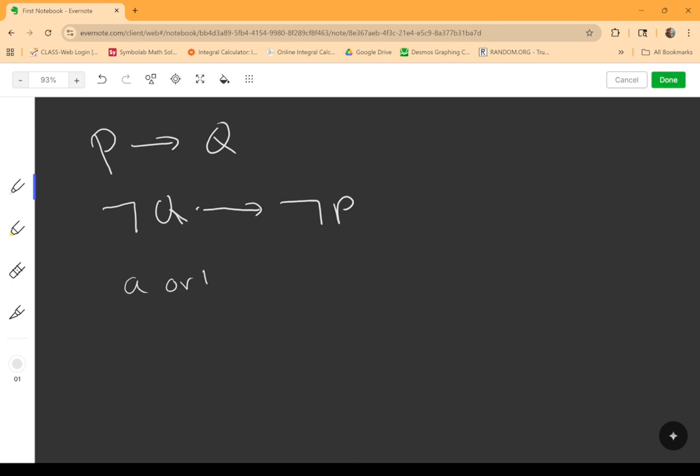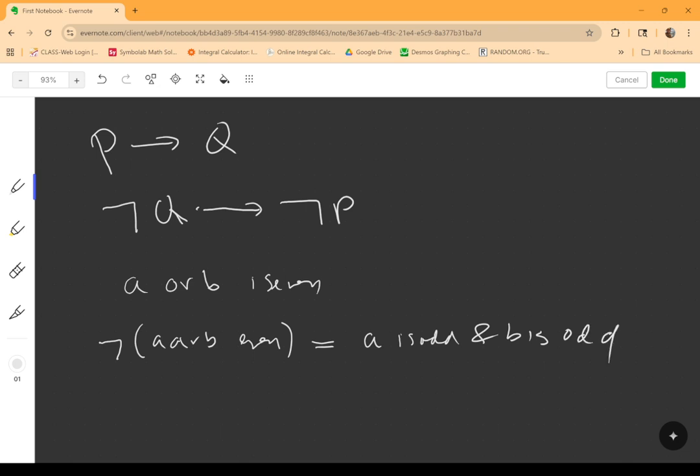And so if we look at the way that statement is written, if A or B is even, what would the negation of this be? The negation of A or B even, again from De Morgan's laws, the negation of an or is an and statement with the negation of A and B. So the negation of A or B being even is A is odd and B is odd.